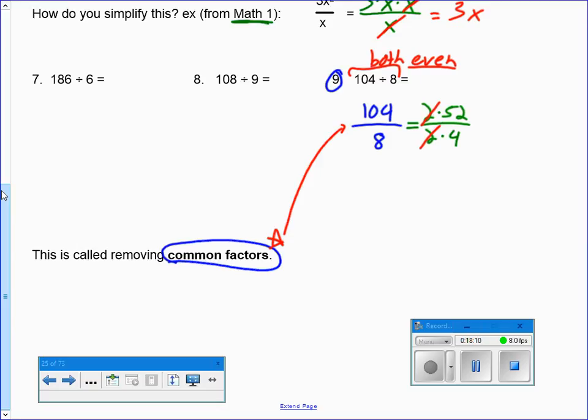I can do the same thing again. These are both even again, so I can cut them in half again. 52 will be 26 times 2, and 4 would be 2 times 2. And now I've broken this problem down to something that's easier to work with. 26 divided by 2 is something easier to work with, or you can think of it as just cutting that in half. That's going to be 13. So taking out those common factors breaks the problem down and makes numbers easier to work with.